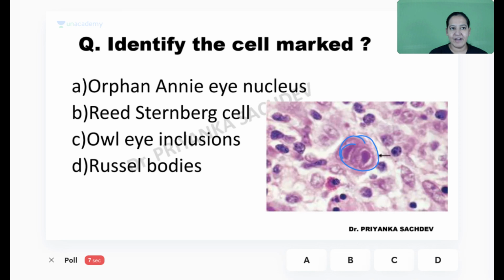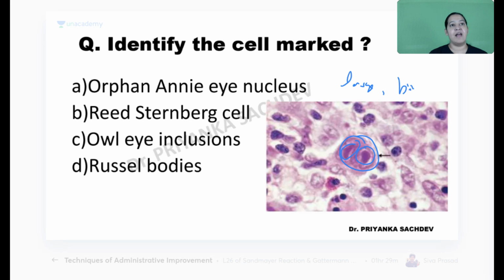It is a binucleated cell, looking like an owl eye. First of all, it is a large cell. I can see the size. I can see 2 nuclei. Inside each nucleus, I can see prominent nucleoli. All these things give an owl eye appearance.